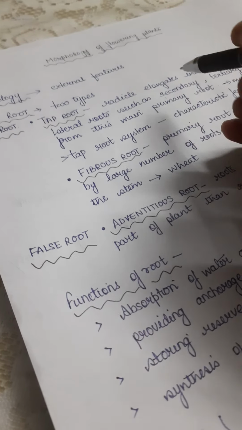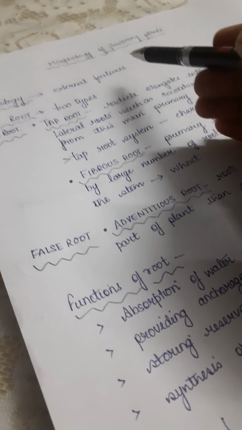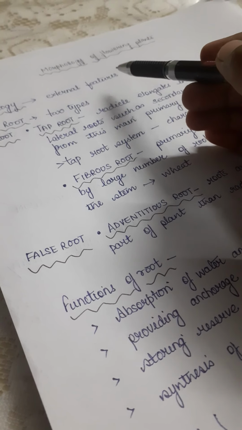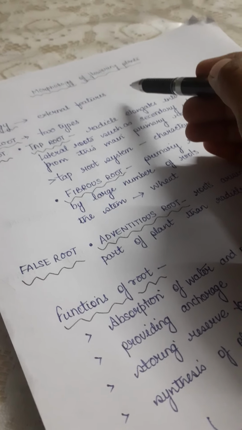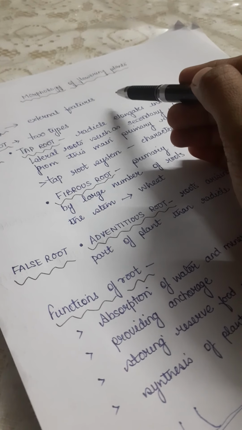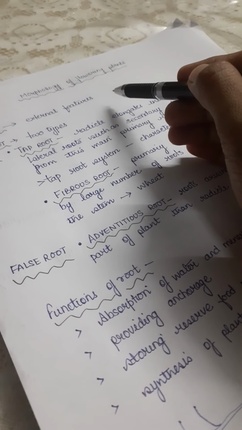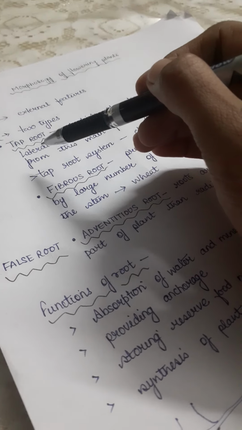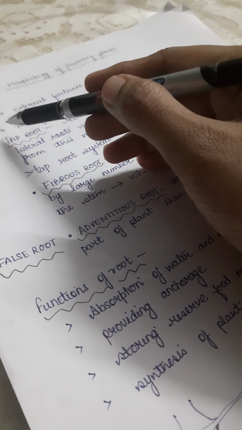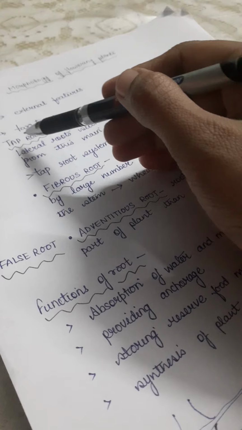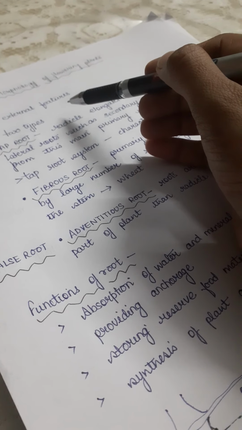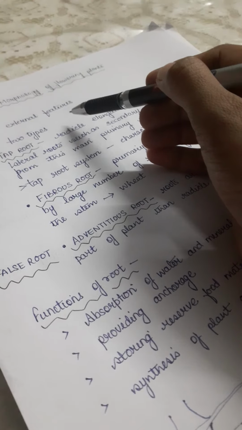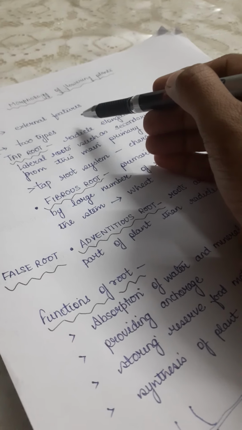Hello kids, we'll be starting with a new chapter today, that is morphology of flowering plants. You have got two chapters back to back, one is morphology and the other one is anatomy. Now morphology is actually the science that deals with the external features, study of external features. Morphological features means the features that you can observe.